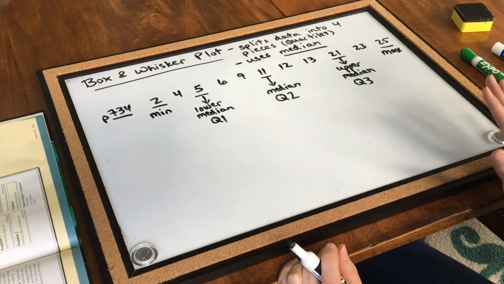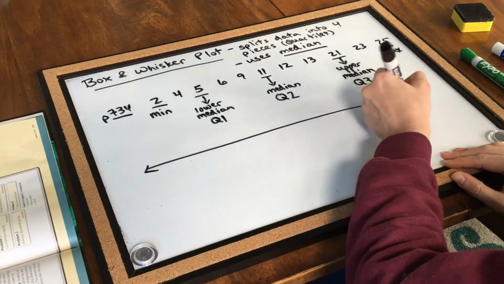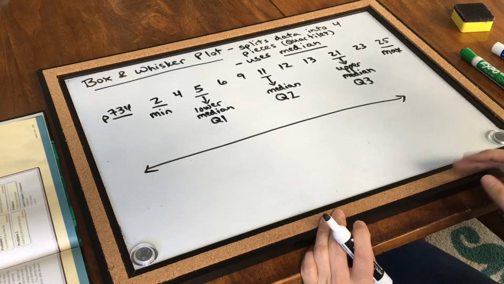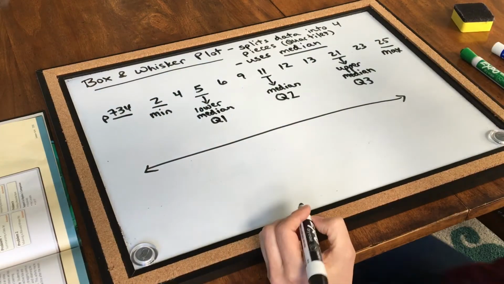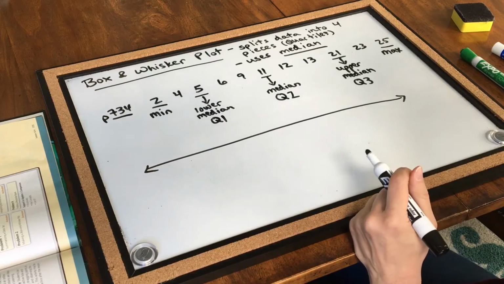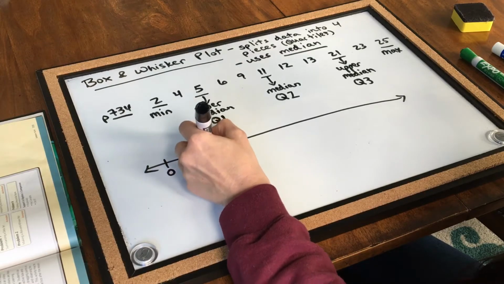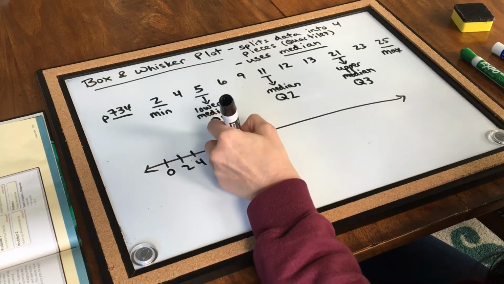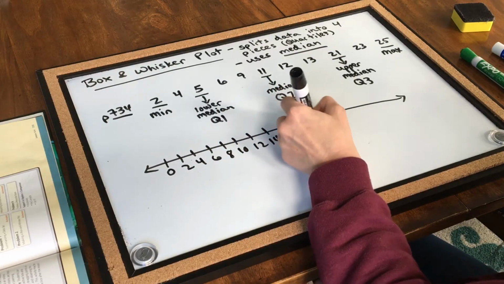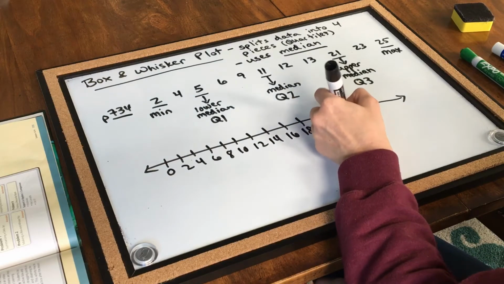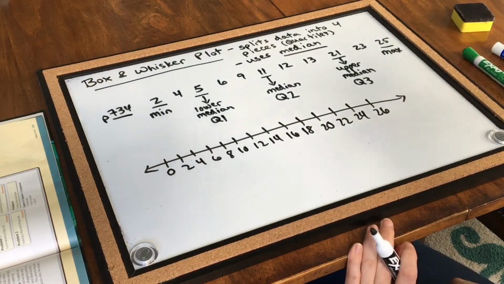So a box and whisker plot always starts with a number line. And you want to kind of design your number line to make sure that you're able to get the minimum and the maximum data on your number line. So maybe I will do my number line by 2s. So I'm going to go by 2s. So I've got 2, 4, 6, 8, 10, 12, 14, 16, 18, 20, 22, 24, 26, and I'm going to stop there because 25 is my maximum.